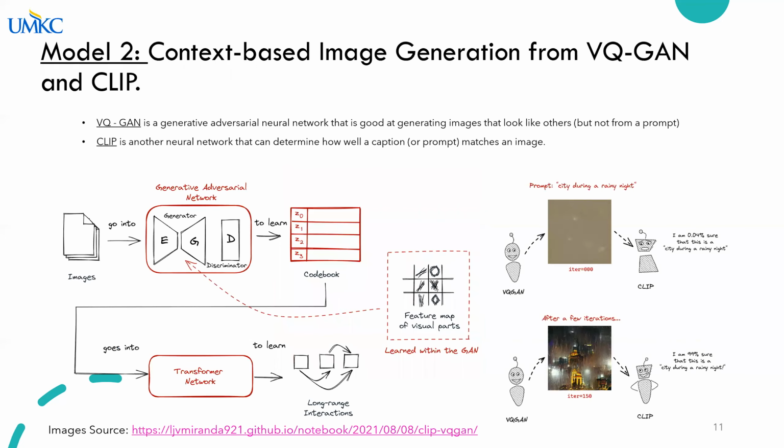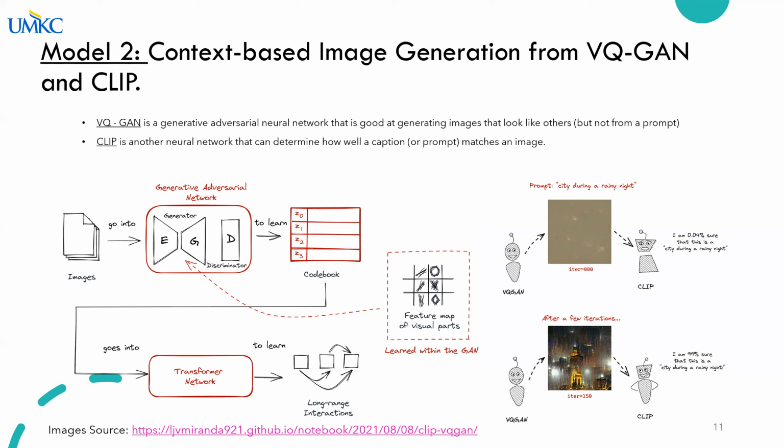Coming to the second model, this is to develop context-based image generation from VQ-GAN and CLIP. Both are GANs that are already predefined by different scientists. VQ-GAN is a generative adversarial network that is good at generating images that look like others. That means it won't consider the inputs given by the user, but when it is combined with CLIP, which is another neural network, it can determine how well a caption matches.